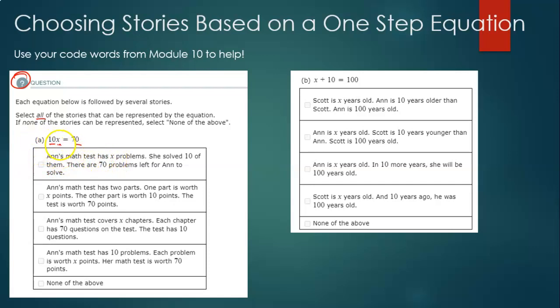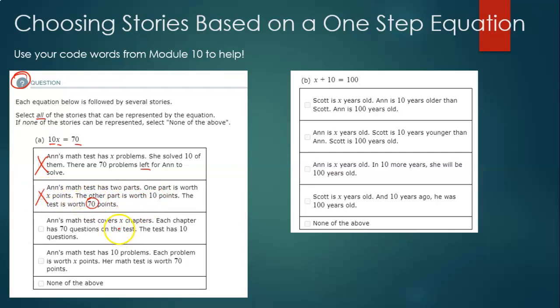Anna's math test has X problems. She solved 10 of them. There are 70 problems left for Anne to solve. Well, if we're looking for something that's left, that should be a subtraction problem, which we don't have, so we're not going to choose this one. Anne's math test has two parts. One part is worth X points, the other part is worth 10 points. The test is worth 70 points. Well, if I'm putting two parts together to get a total, that's addition, so I would not be using that one.